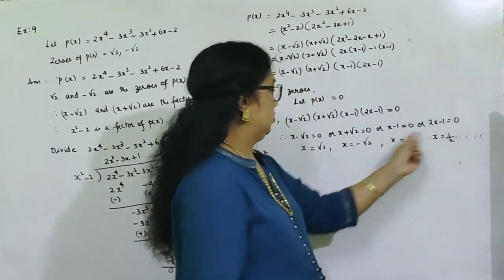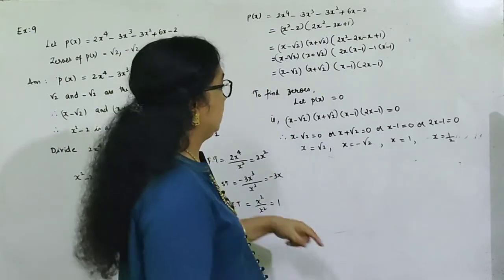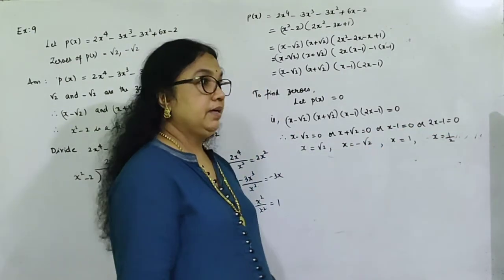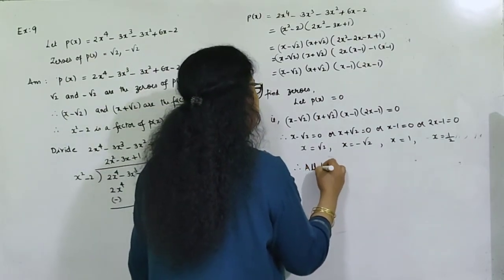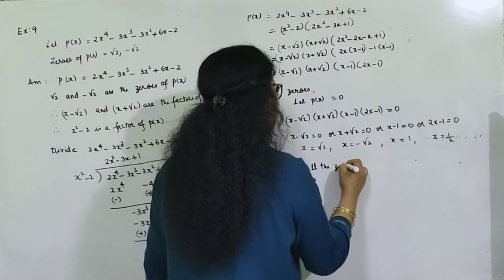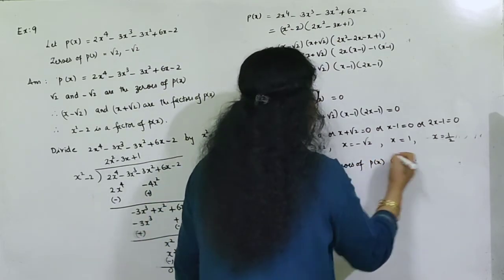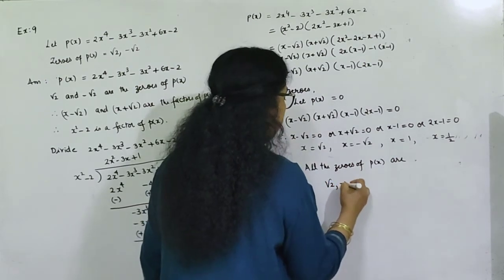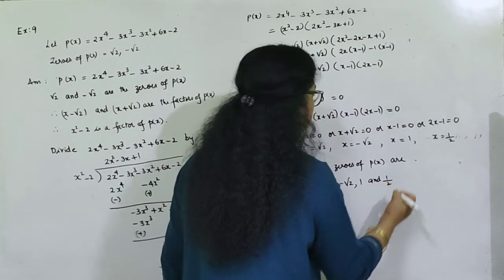So these are the zeros. These two zeros are already given: root 2 and minus root 2 are the zeros given here. Here we find the remaining zeros. Therefore, all the zeros of p of x are root 2, minus root 2, 1 and half.